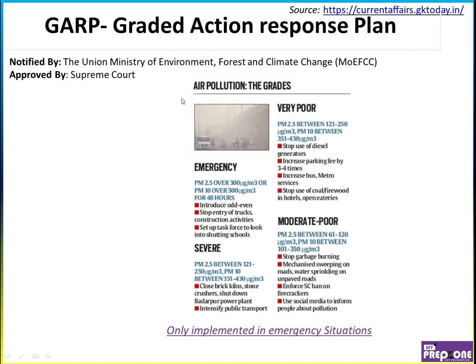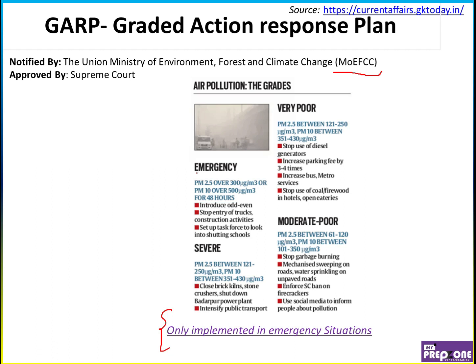Now this is a photograph that we have taken from this source, currentaffairs.gktoday.in, and we thank them. Now, what is this? GARP is something that is notified by Union Ministry of Environment, Forest and Climate Change, MOEFCC. This is something that you can remember. It is approved by Supreme Court. Now, what are these grades? First of all, it is only implemented in emergency situations. So whenever the government feels that an emergency situation is upon us or is impending, then government can employ this.